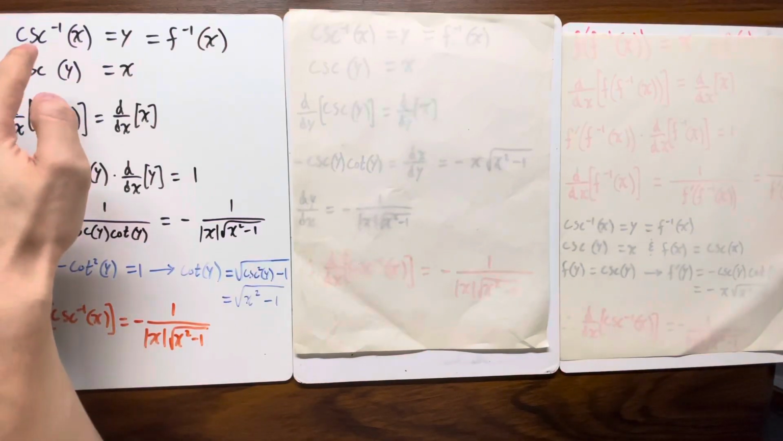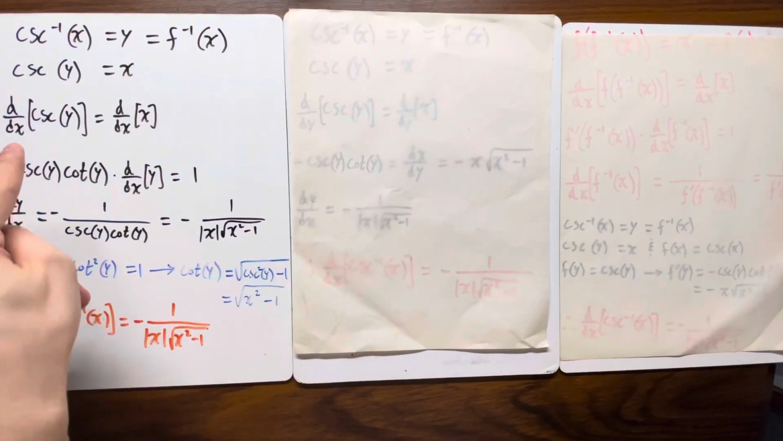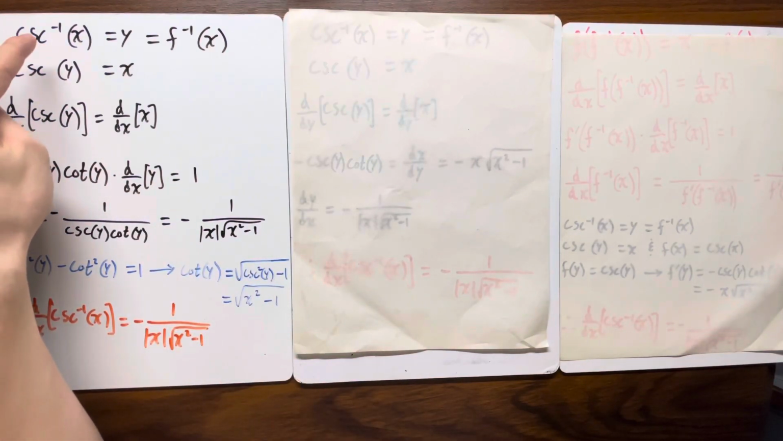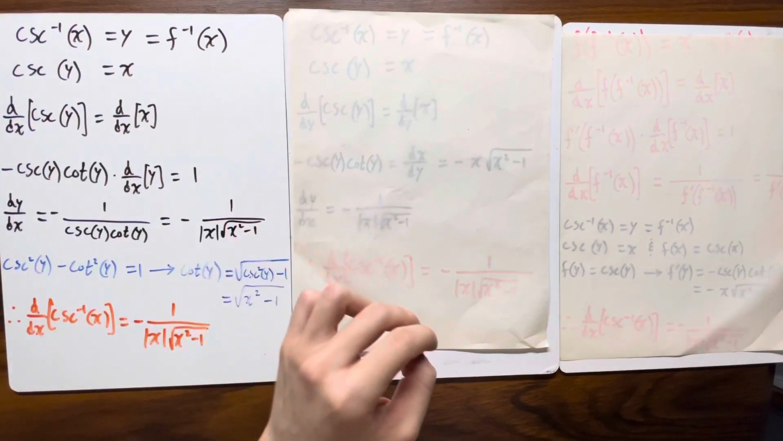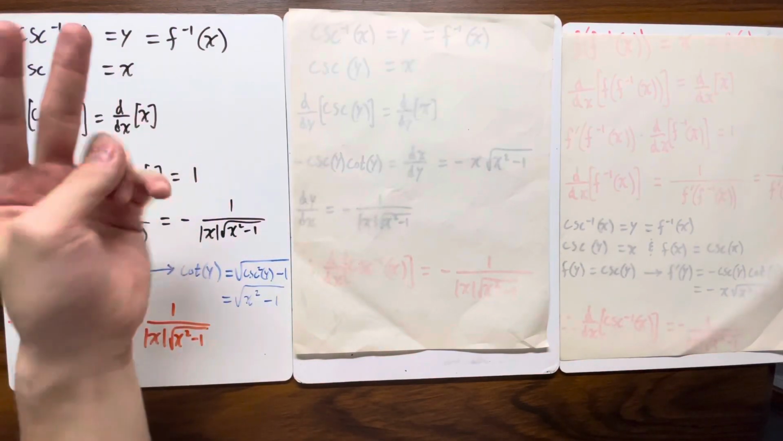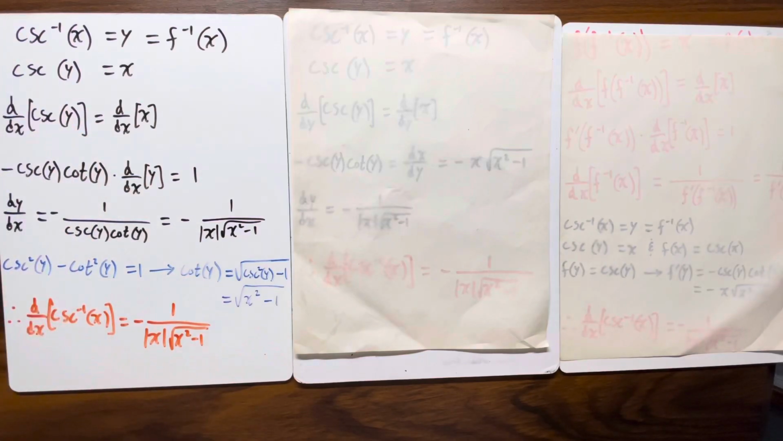To take the derivative of an inverse trig function, we have to know the derivative of its original function. So trying to take the derivative of cosecant inverse of x, we can say let that equal y, and then we can rewrite this equation as cosecant of y is equal to x by swapping the inputs and outputs and getting rid of the inverse symbol.